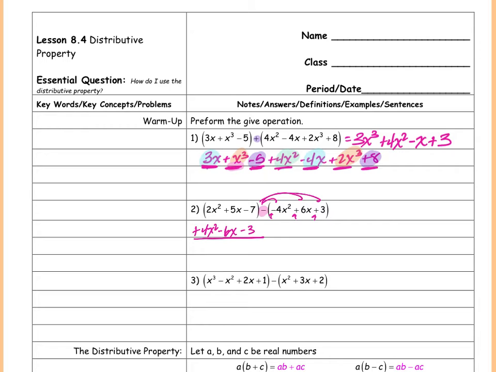And then I'm going to add. Now you can see I've got all my x squareds here, all my x's here, and all my constants here. I'm just going to add straight down like a column. 4 plus 2 is 6x squared, and 5 minus 6 is negative 1x, and negative 7 minus 3 is negative 10.